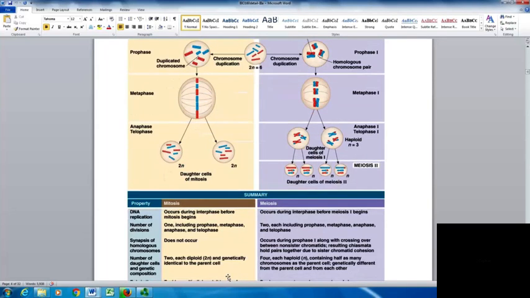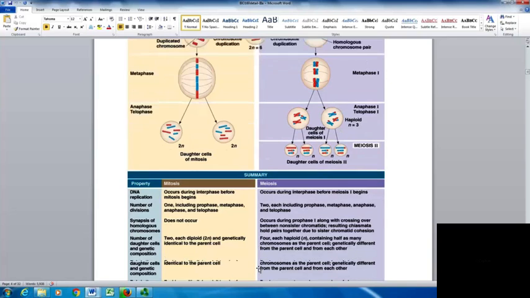When we look at the number of daughter cells and the genetic composition, in mitosis you get two daughter cells. They're each diploid, and they're each going to be genetically identical to the parent. In meiosis, you're going to get 4 daughter cells. Each of them will be haploid with half of the chromosomes as the parent, and they will be genetically different from the parent cell and each other.